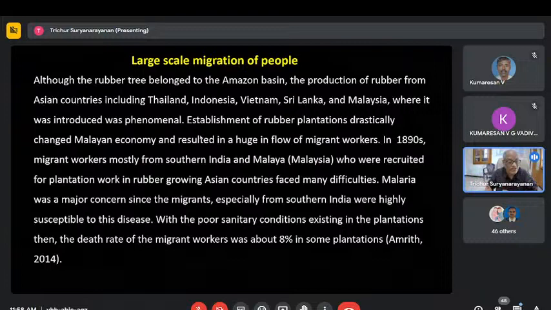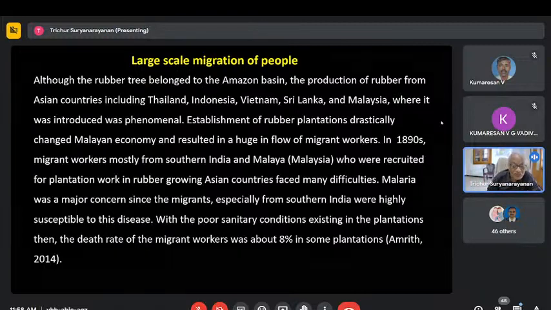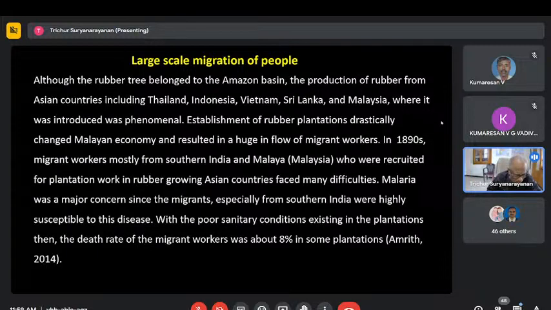Now, when rubber grew as a plantation in Asian countries, the production of rubber from countries like Thailand, Indonesia, Vietnam, Sri Lanka, and Malaysia increased. So they needed more people to come and tap the rubber. So people started migrating, especially in the 1880s, from southern India, especially from what was then called Madras and is now Tamil Nadu. Many people moved to Malaysia and also to Sri Lanka as workers in rubber plantations.